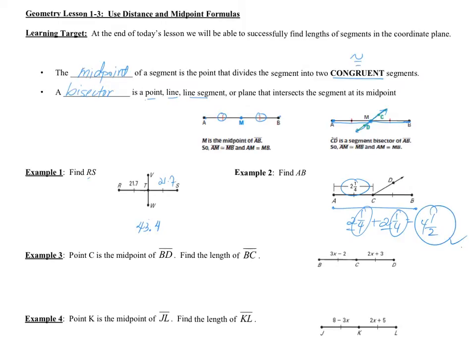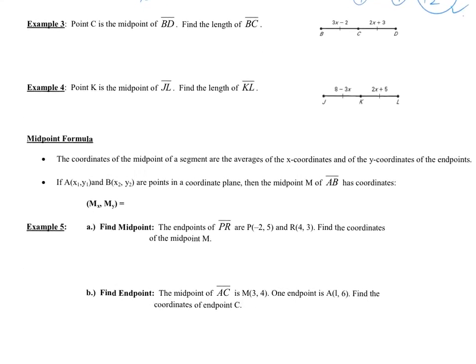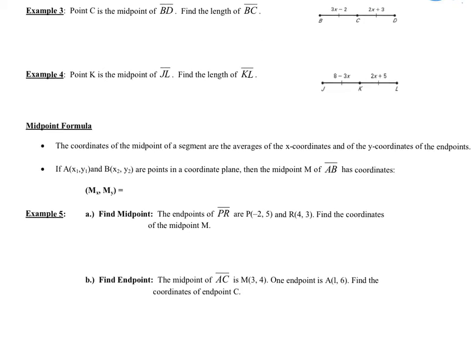Okay, and for example 3, point C is the midpoint of BD. Find the length of BC. So I'm going to take 3x minus 2 and set it equal to 2x plus 3. And x would equal 5. Then I'm going to evaluate 3x minus 2 for 5. So 3 times 5 minus 2, 15 minus 2 is 13.